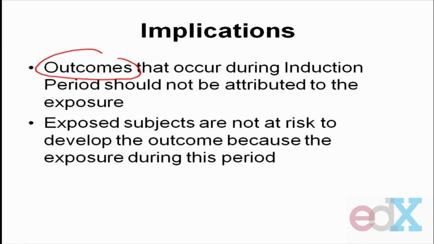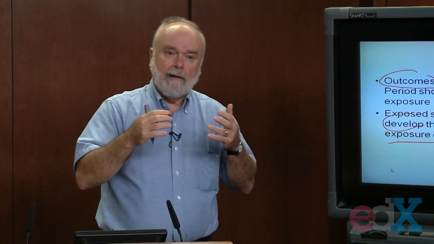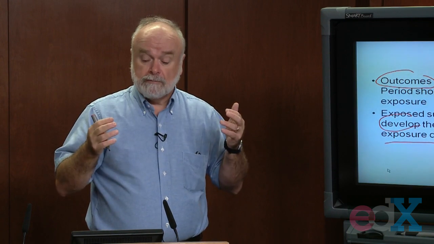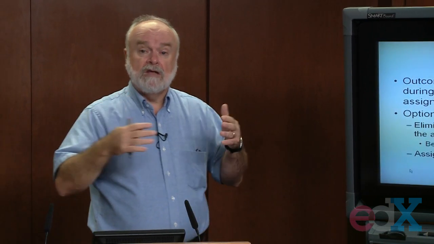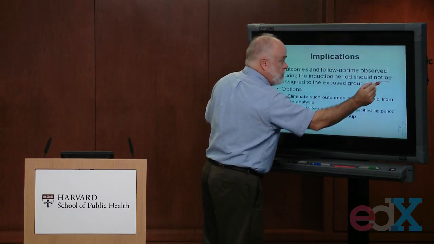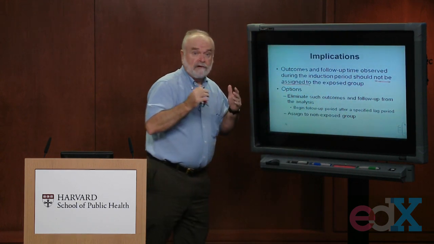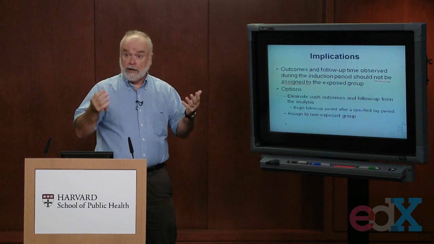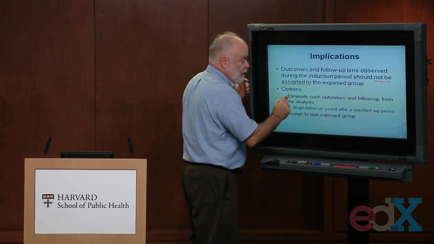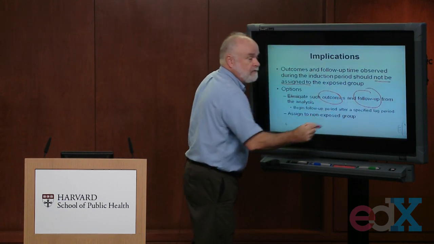The exposed subjects, essentially, although we're at risk of developing disease during those periods, we're not at risk of developing disease due to the exposure. That's the problem. That person time and those outcomes essentially are reflecting non-exposed person time and outcomes that happen among non-exposed person time. So what can we do to essentially resolve this problem? Well, we don't want to assign it to the exposed people, because that person time and those outcomes are not reflecting the effect of the exposure, radiation, on the development of the outcome. Probably the best thing to do is to eliminate such outcomes and their follow-up times from the study.